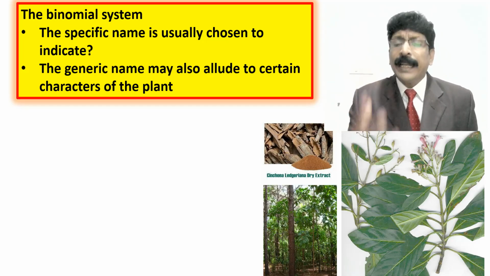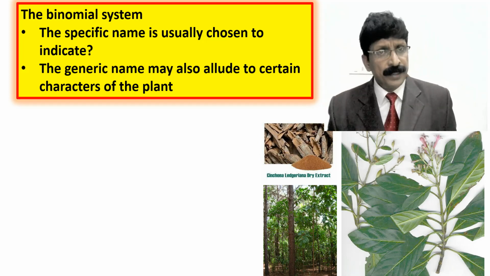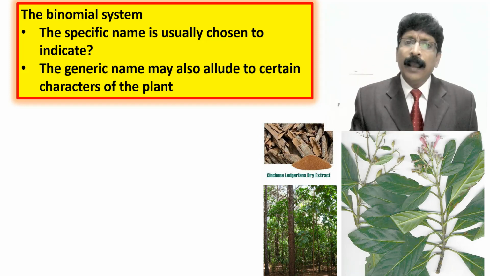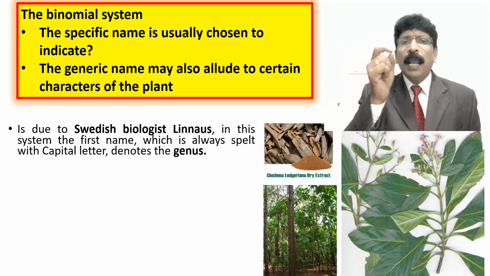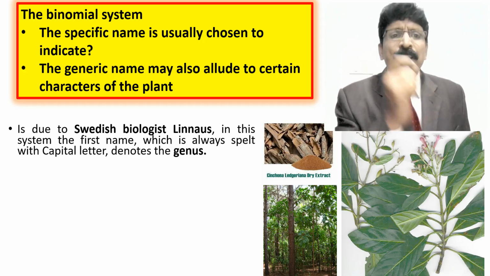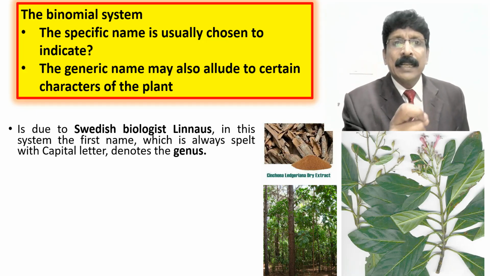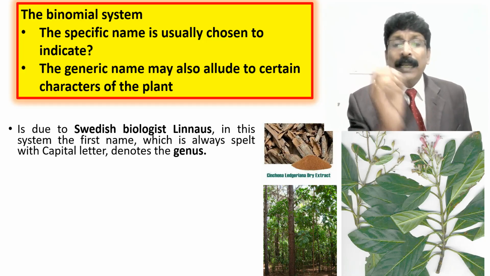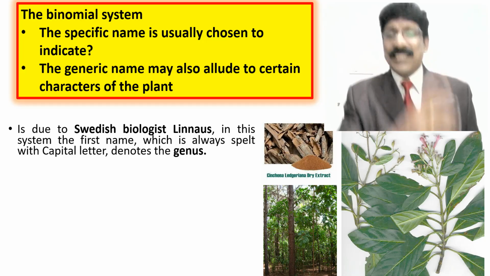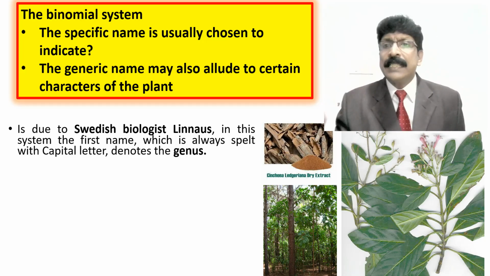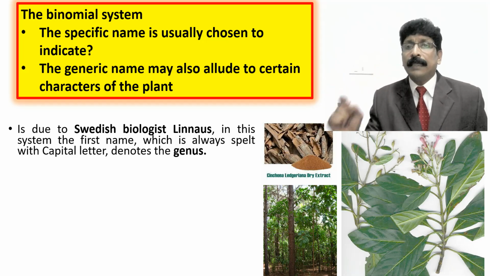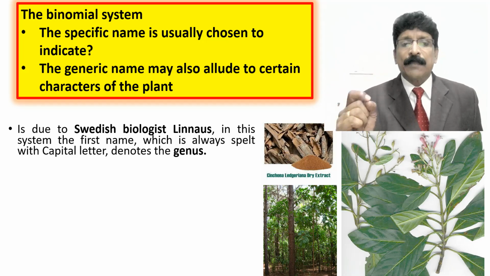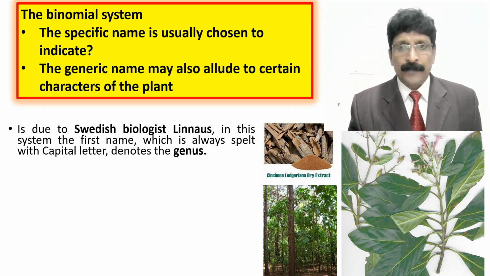This is the plant, a long tree; the bark is used. You will study it in detail. It's used as an anti-malarial drug. The binomial system is due to the Swedish botanist Linnaeus. In every plant identification they write Linn., which is the scientist's name. The botanist's name is Linnaeus.